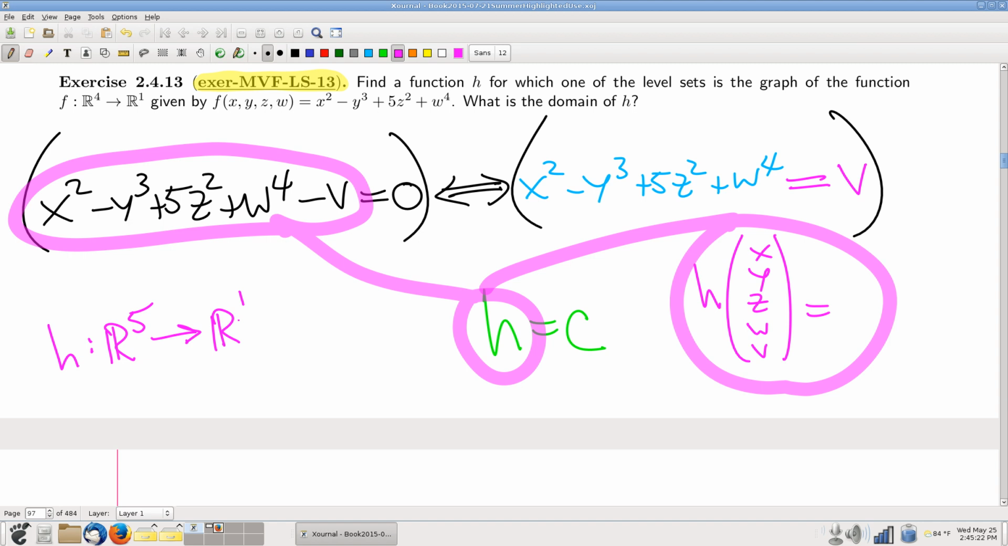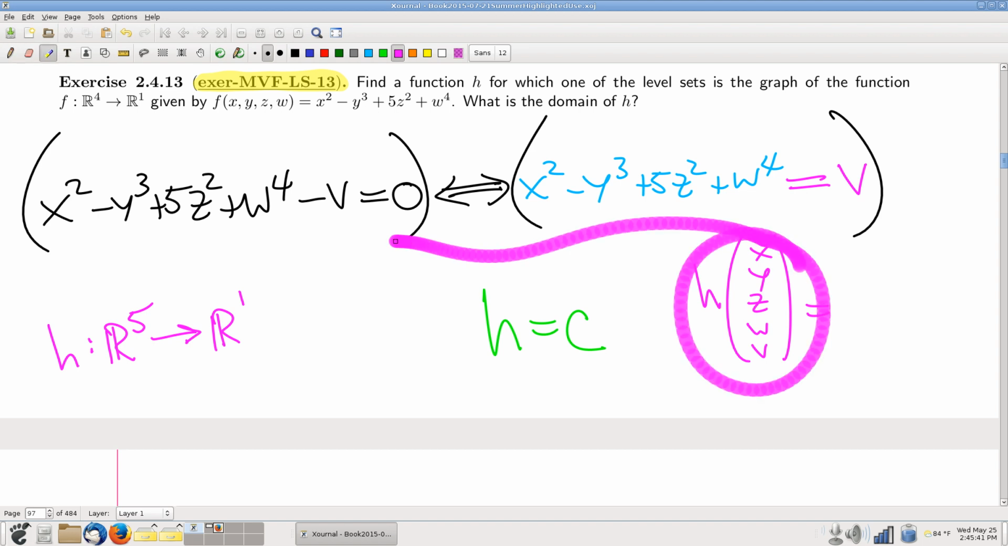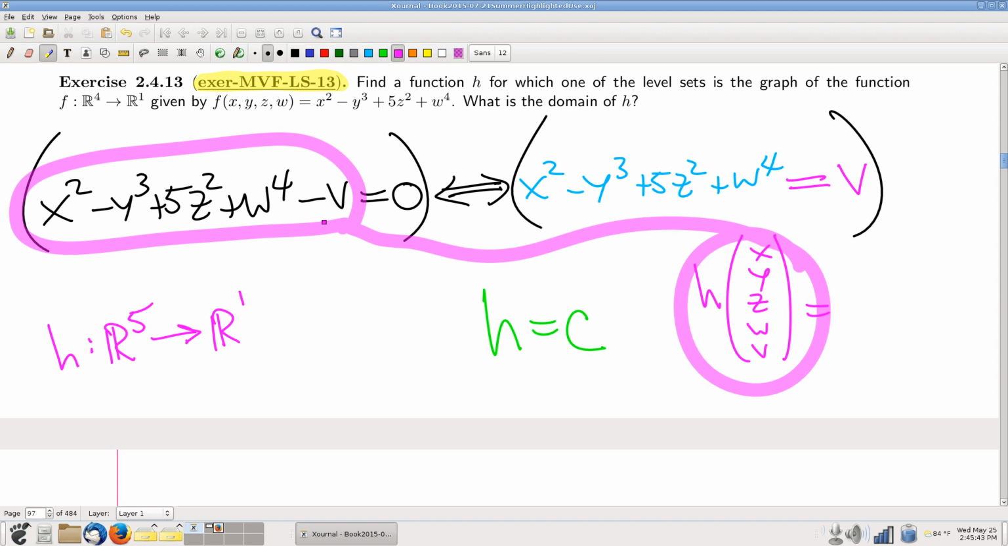Would that whole h of x, y, z, w, v equal 0 in this scenario? No. The function itself, you'll notice I did not include 0 there. The function h is equal to that expression. So if you ask what is the function h, it's equal to that expression. Now, if you ask the different question, what is one of the level sets of h? That's when you set that equal to 0. But h itself is not 0.